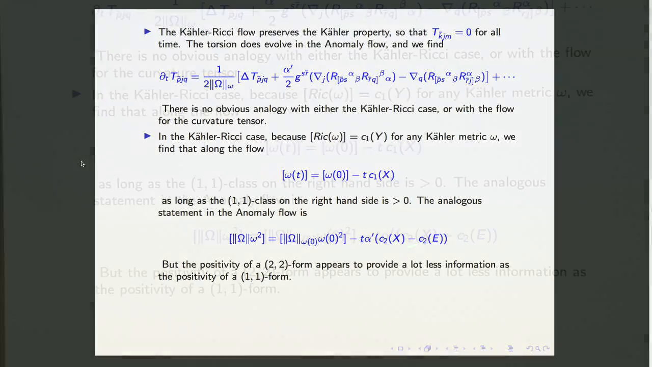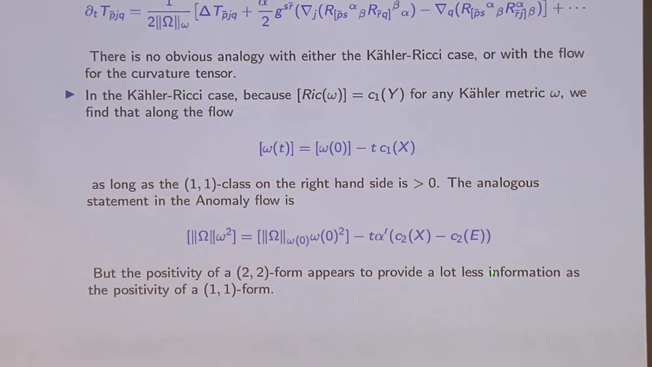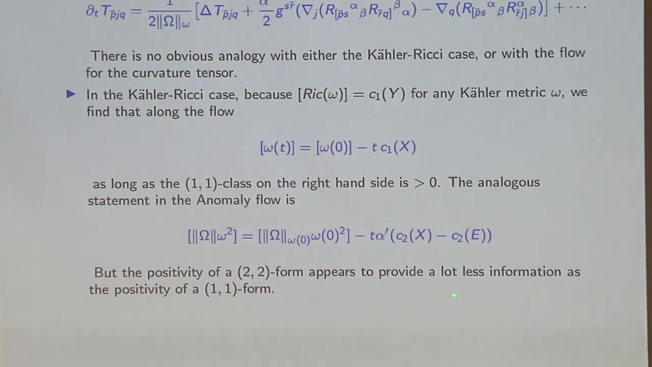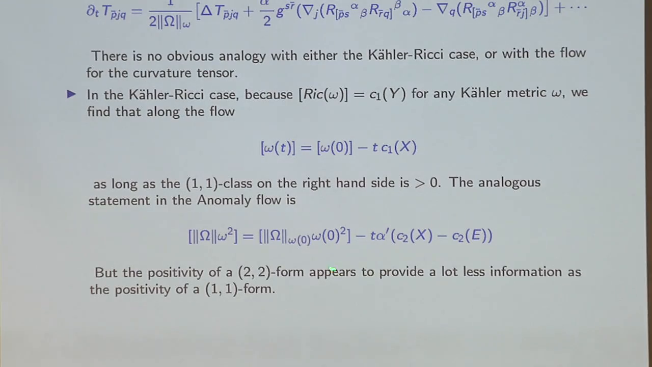Now, the analogous statement is also rather easy to figure out, because it's rather easy to check that the right-hand side, the anomaly flow, is actually the Bott-Chern class for C2 of x minus C2 of e. So if you flow by the time, here's the initial class, and then you change it by this time.